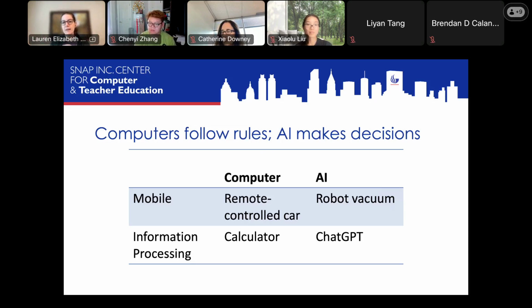And if we're looking at something like information processing, an example of a computer is a calculator. It's programmed exactly so that if this sequence of steps goes in, this is the exact output. Whereas AI has these larger models, which we're going to talk about next, that can make its own decisions about, based on the input, exactly what that output should look like, which of course can also get us into trouble, as we'll talk about.